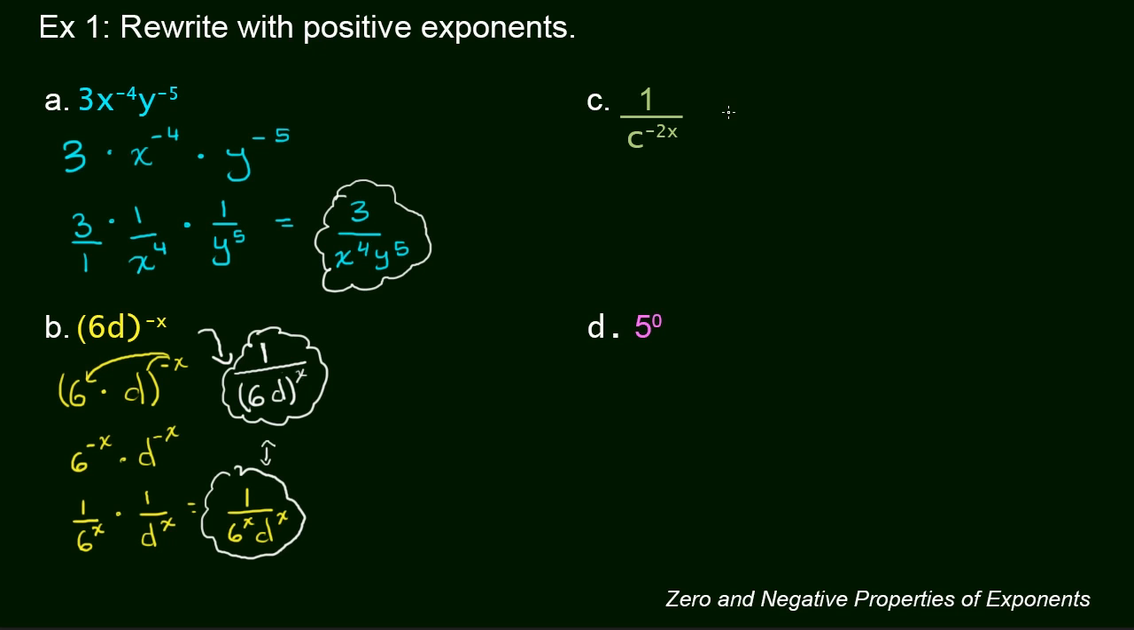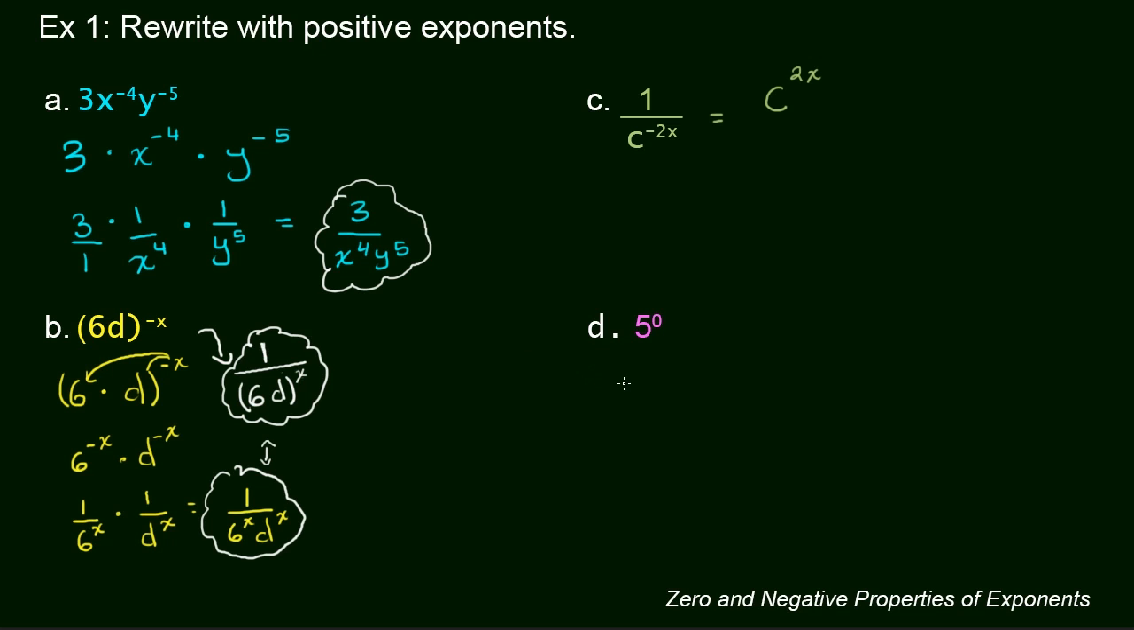For part C, I have 1 over c to the power of negative 2x. Even though the negative is at the bottom of the fraction, the idea is still the same. I still have to take the reciprocal, so I'm going to take this 1 over c and flip it so that I get c to the power of 2 times x. Every time I take the reciprocal of a number, the exponent changes from its negative to the positive.